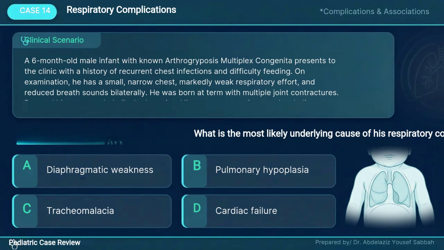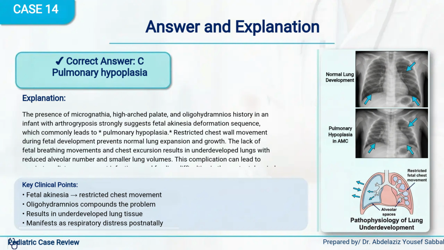Option A, diaphragmatic weakness. Option B, pulmonary hypoplasia. Option C, tracheomalacia. Option D, cardiac failure. The correct answer is option B, pulmonary hypoplasia. The presence of micrognathia, high-arched palate, and oligohydramnios history in an infant with arthrogryposis strongly suggests fetal akinesia deformation sequence, which commonly leads to pulmonary hypoplasia.